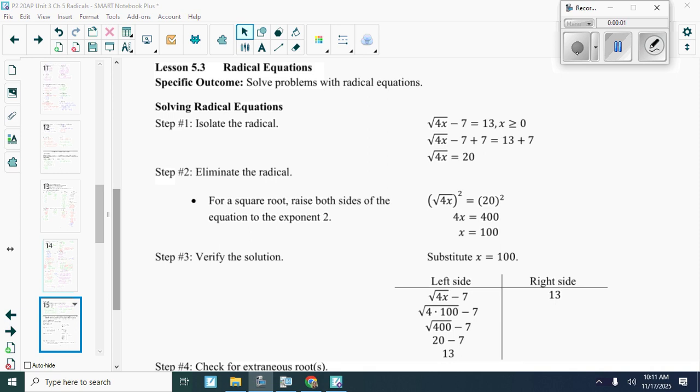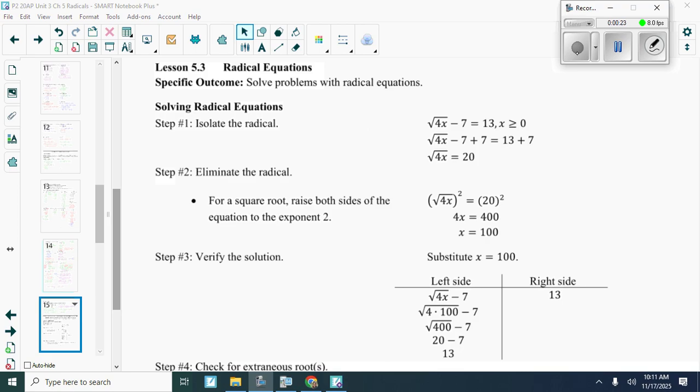Okay, so we've been learning about all these radical expressions and how to simplify them, how to add them, how to subtract, how to multiply, how to divide. And again, that's the foundation so that we can develop our radical equation. What makes it an equation? Simply that there's an equal sign and that it equals something.